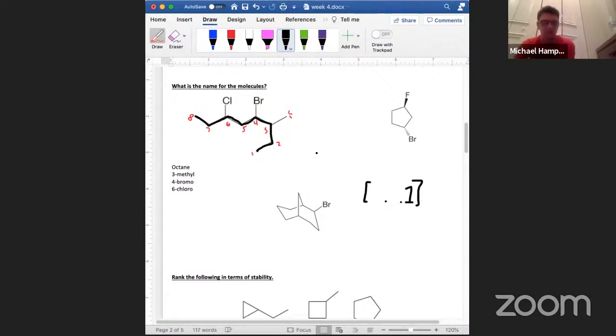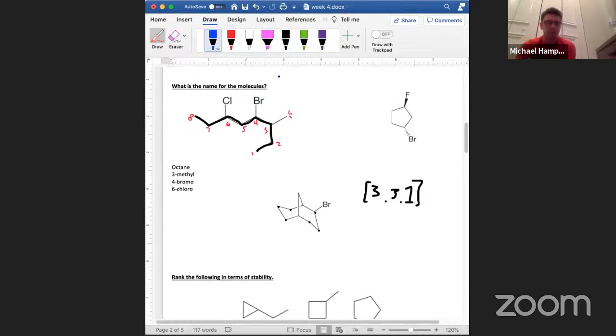Now how many is on each side of the bridge? So does anybody disagree with Ashley? Does everybody understand that? Because, yeah, that's right. So it would be 3, 3, 1. All right, that's our bracket. So bicyclo 3, 3, 1. And our parent is just the total number of carbons.